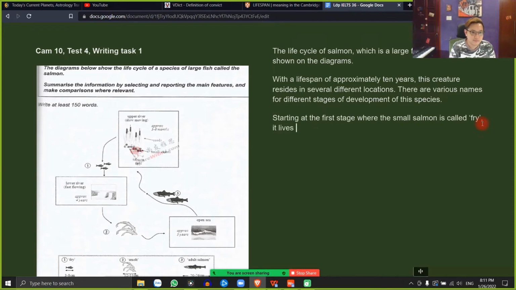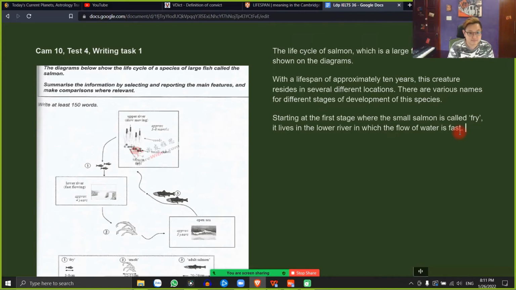It lives in the lower river. Nó sống trong cái phần mà lower river. In the lower river, in which the flow of water is fast. Nó sống ở trong cái vùng hạ nguồn mà trong đó cái dòng chảy của nước nó rất là nhanh. In which the flow of water is fast.